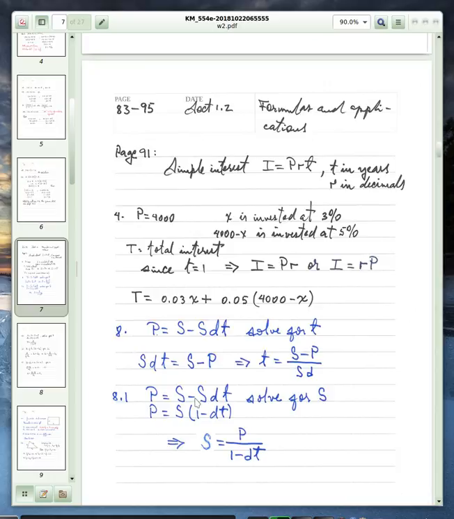Finally, since we want to solve for s, we just have to move everything that is within parentheses to the other side. So we have now s equals p divided by 1 minus dt. Now, what I did was I just wrote it the other way, leaving s on the left side, but it's the same.